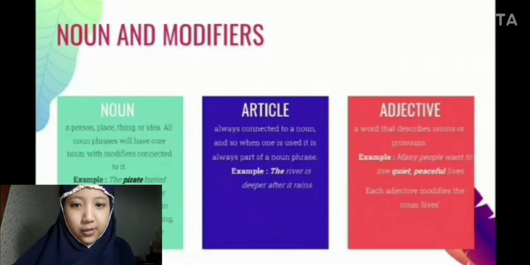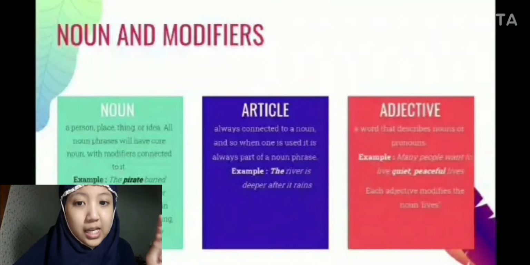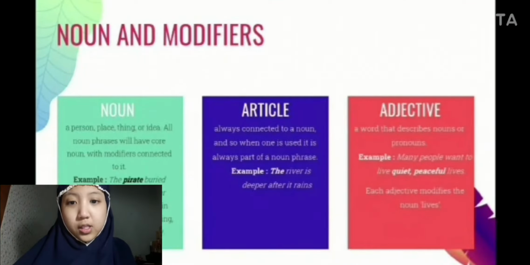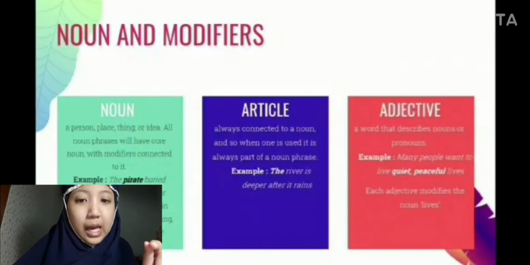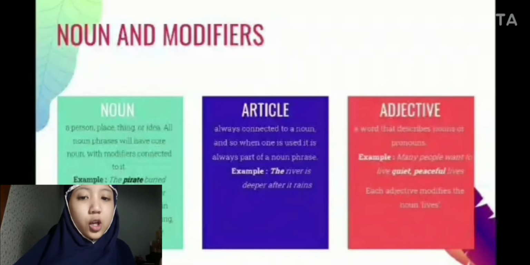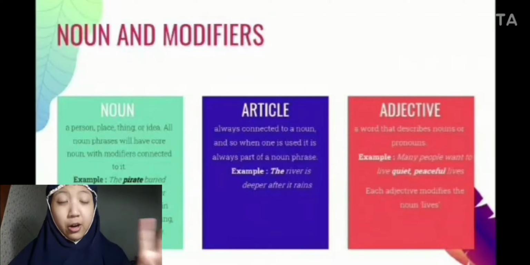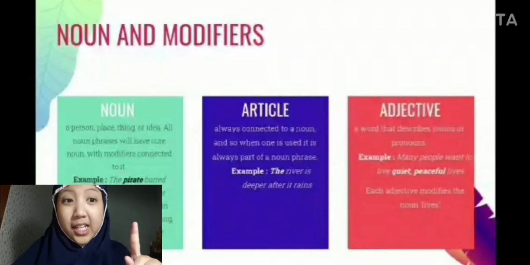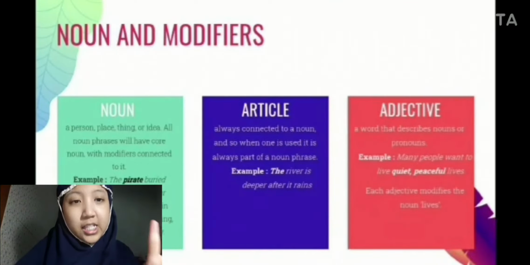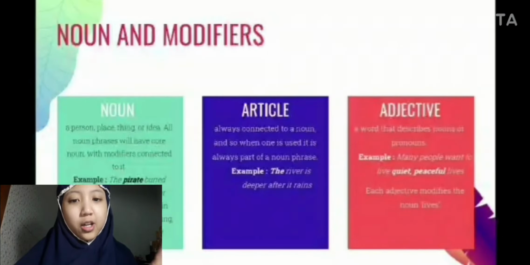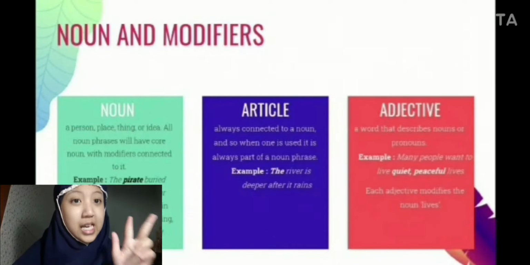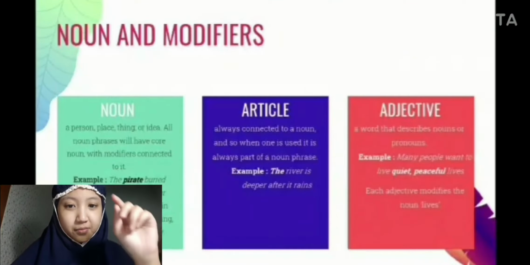And then moving on, an adjective is a word that describes nouns or pronouns. Example: many people want to live quiet, peaceful lives. Here there are two adjectives, quiet and peaceful, and they describe the noun, which is lives. So together, quiet, peaceful lives is a noun phrase.